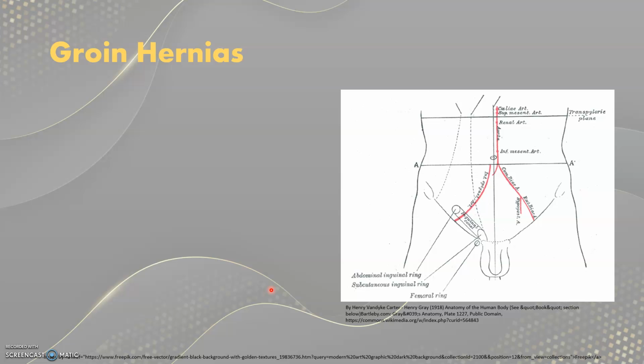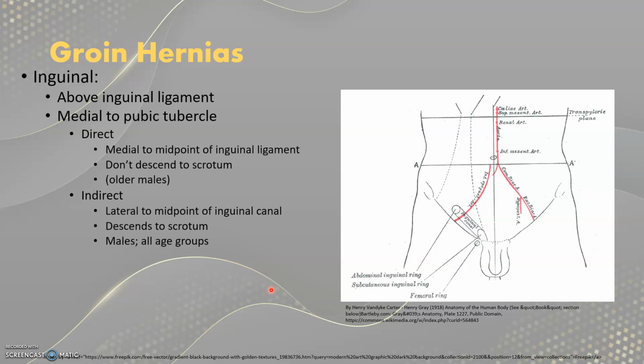When we are thinking about groin hernias, we need to differentiate the three main types, which are the indirect, direct, and femoral hernias. So when we look at the two inguinal hernias, both arise above the inguinal ligament and pass medial to the pubic tubercle. The direct arises through the anterior abdominal wall at a point medial to the midpoint of the inguinal ligament, and they tend not to descend to the scrotum.